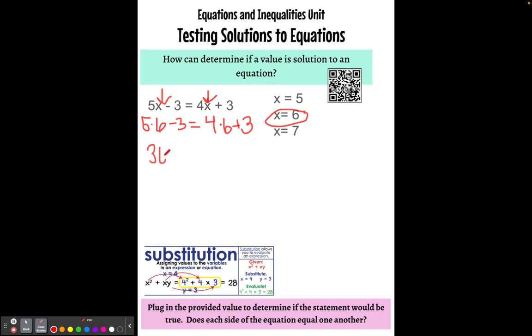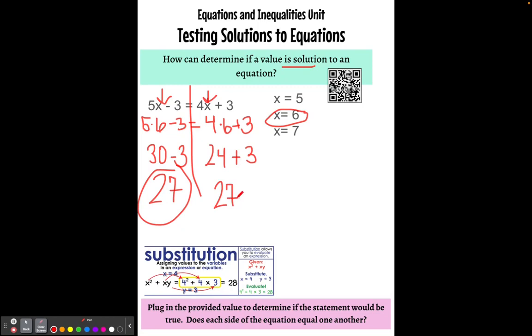So 5 times 6 gets me 30. And if I subtract 3 from that, I'm left with 27, correct? Now, my whole goal is if it's a true solution, I will get 27 on the other side as well. So let's try it. I know that 6 times 4 will get me 24, right? And then I have 3 left to add to that, and that will give me 27. So this means that x equals 6 is actually a solution. Okay, so I'd say yes to that one.